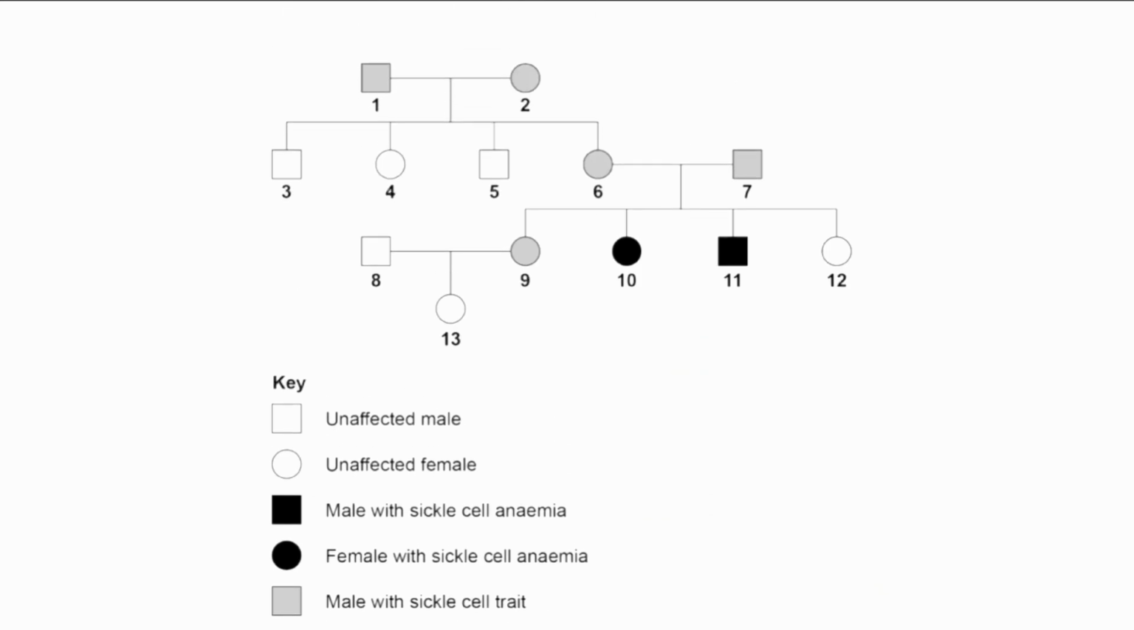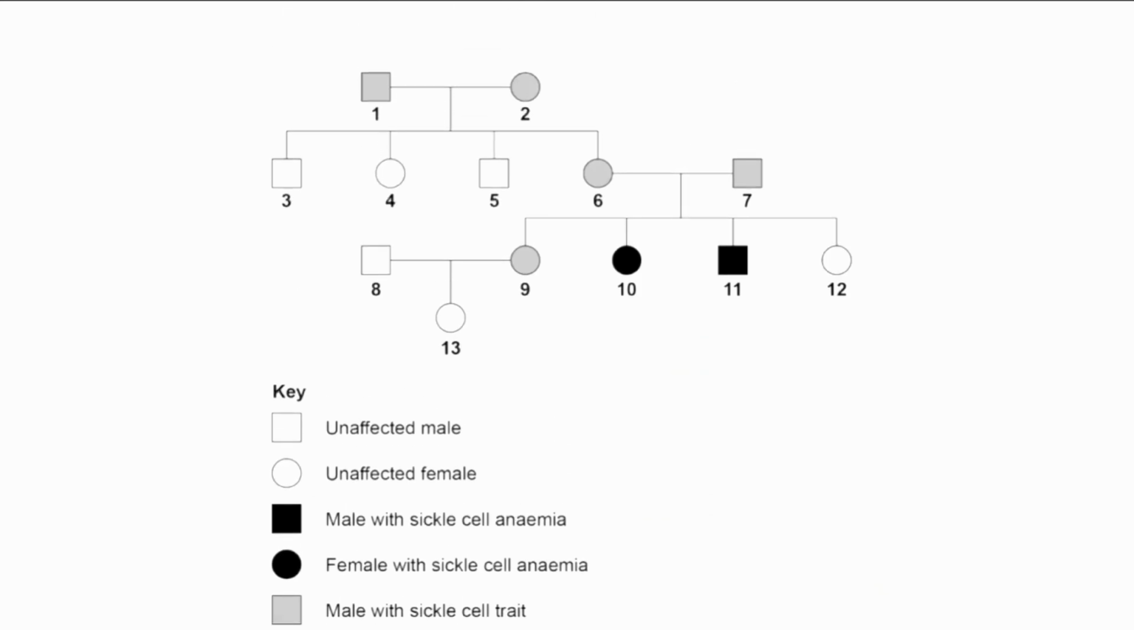And there's the diagram for you if you want to pause it on here. And remember, the question we're asking is numbers 8 and 9 are having this child, number 13. You want to give the chance of that child being a girl and having sickle cell anemia. Okay, so go ahead and have a go.